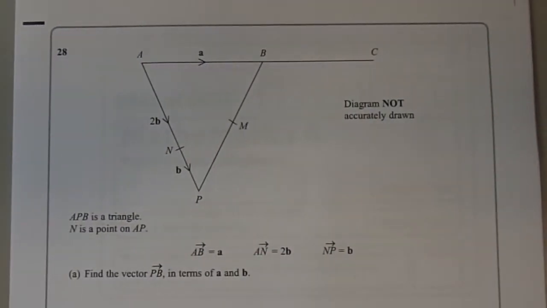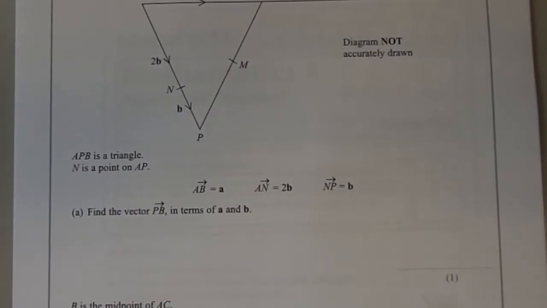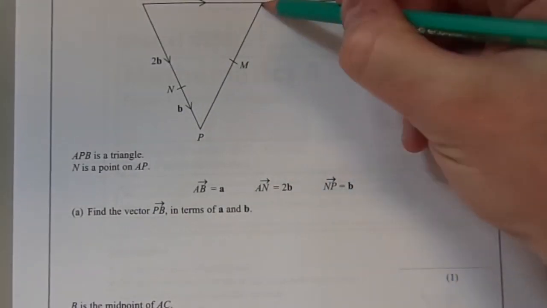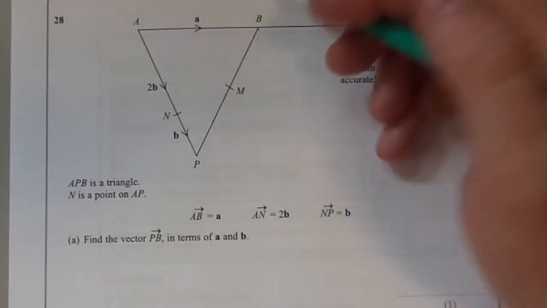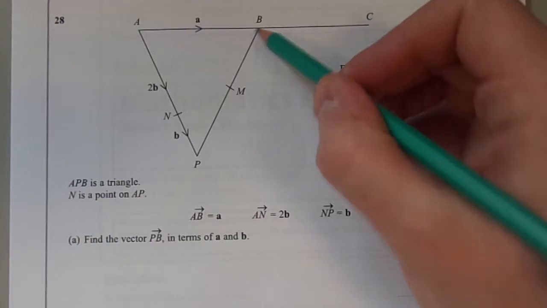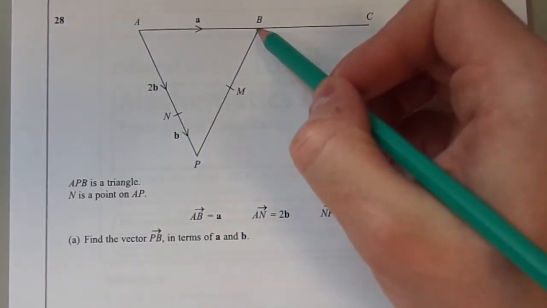Question number 28. A vectors question. Part A, find the vector PB in terms of the vectors A and B. The vector PB is the one that goes from here to here. In order to get from here to here using vectors that are known, we have to go down this line and then along this line here.